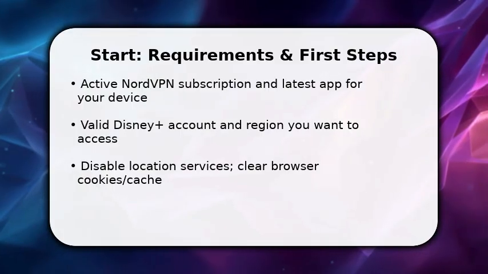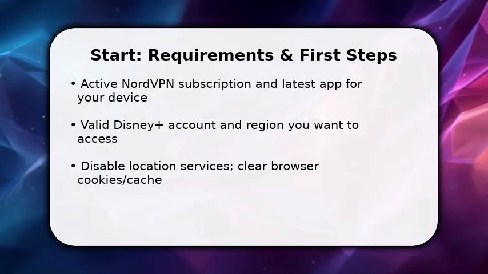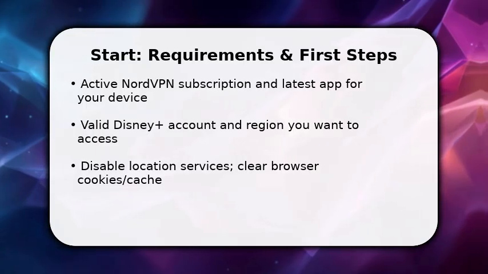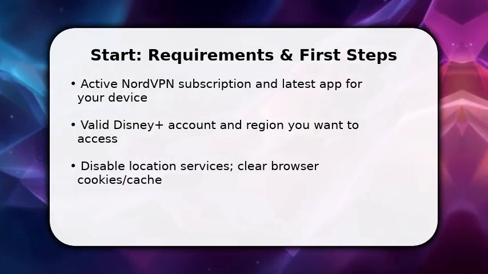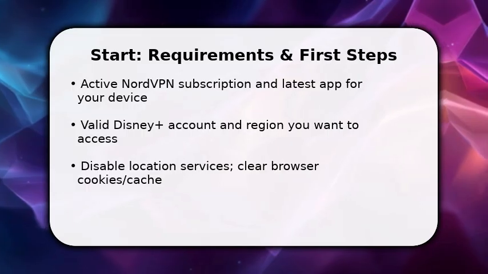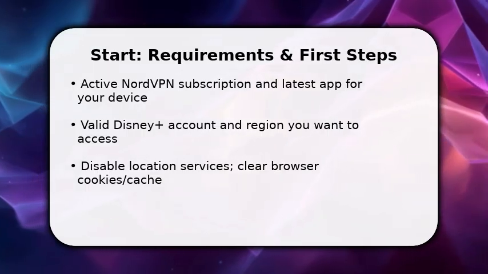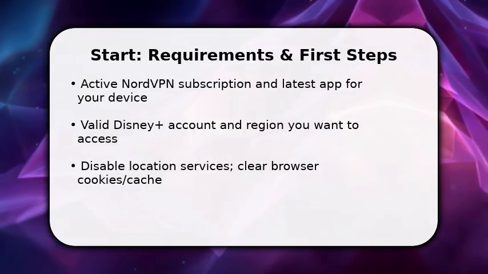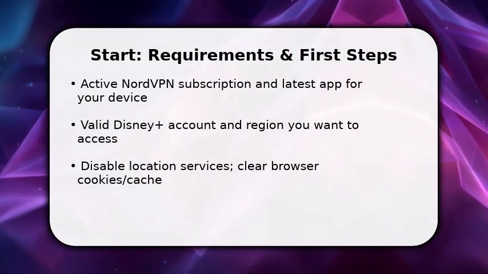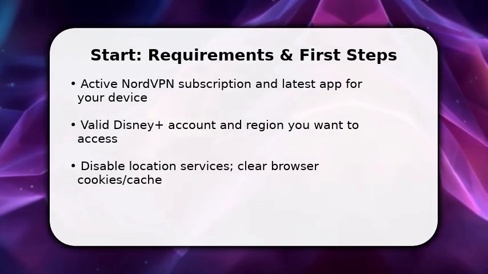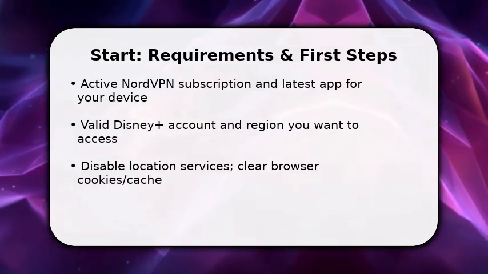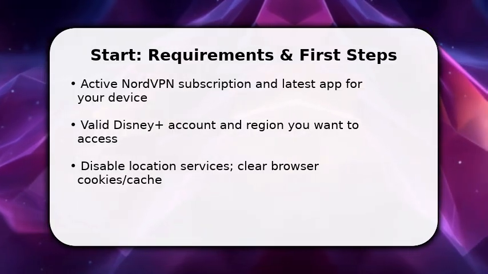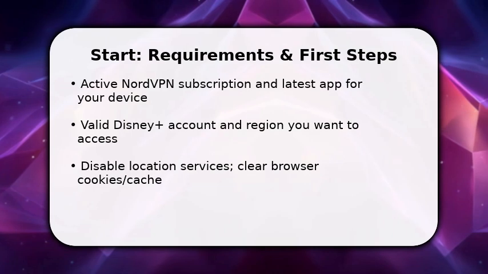You begin by confirming prerequisites: an active NordVPN plan, and the Disney Plus account you'll use. Once confirmed, install NordVPN on the device you plan to stream from and log in. Make sure location services are off and your browser cache and cookies are cleared to avoid geodetection remnants. If using a smart TV, sideload or set up NordVPN on your router now. These steps remove friction and let you move immediately into connecting to the right region.